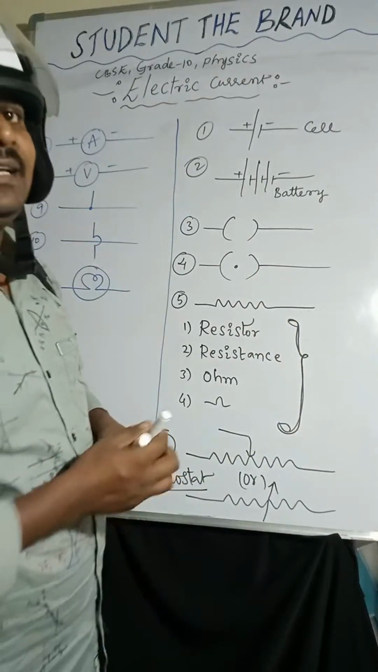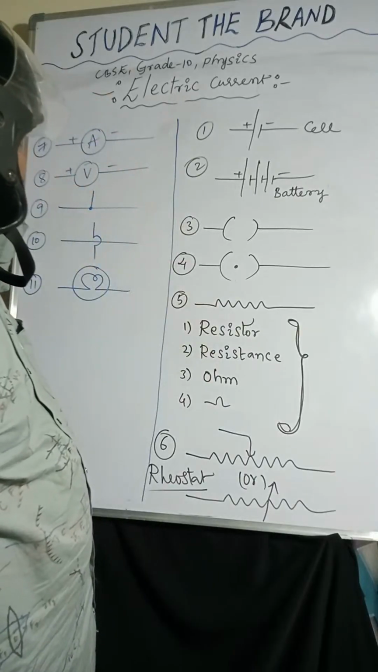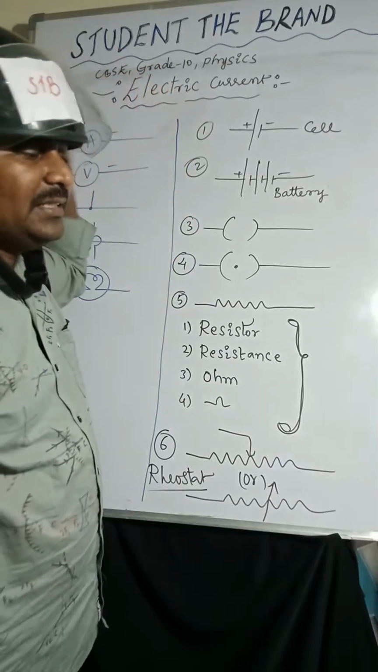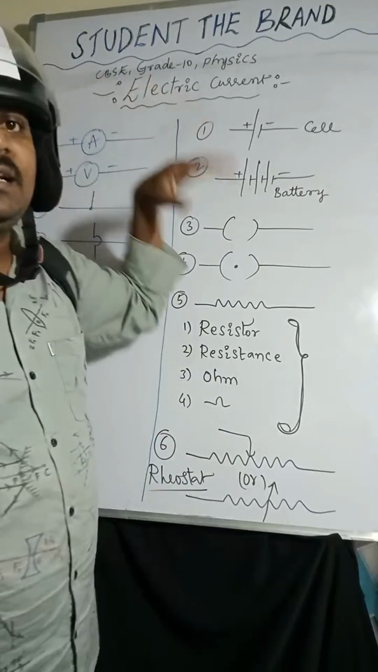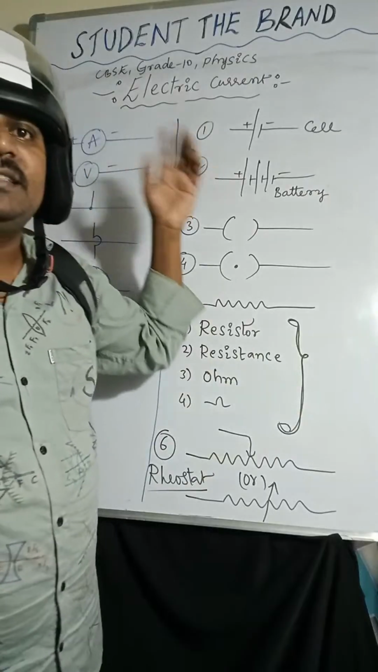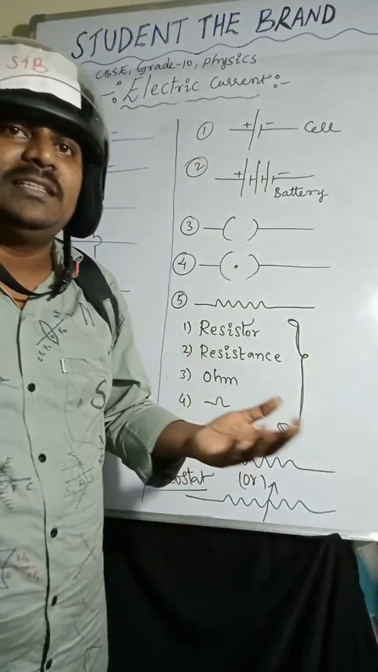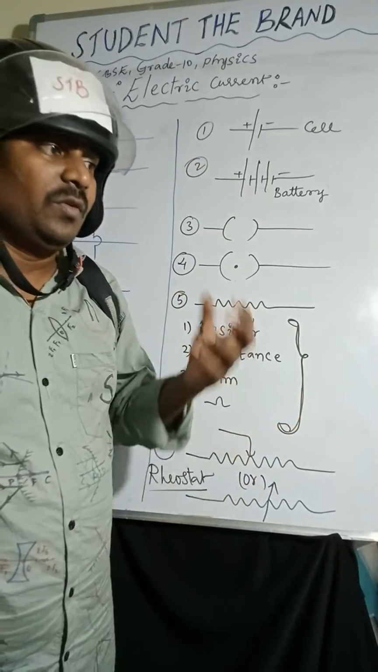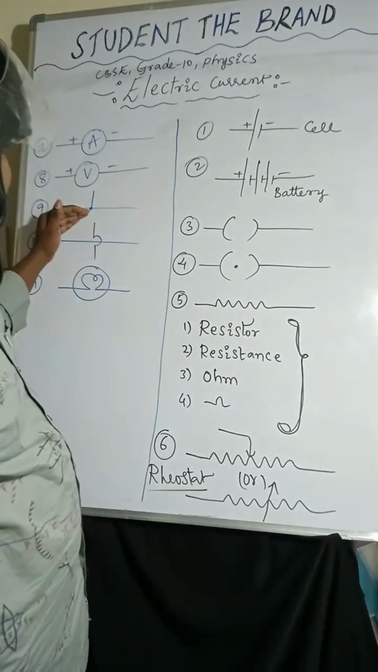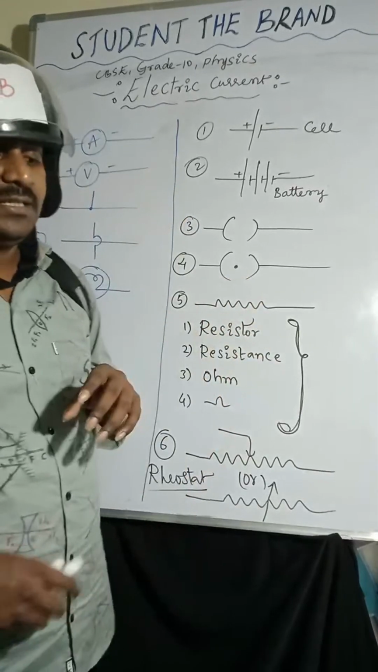Ammeter is a device which is used to measure the current. Ammeter will be connected in series combination in the circuit. Coming to the voltmeter, voltmeter is a device which is used to measure the potential difference. So voltmeter is connected in parallel combination in the circuit. Wire joining, wire crossing, bulb: these are the electrical appliances.